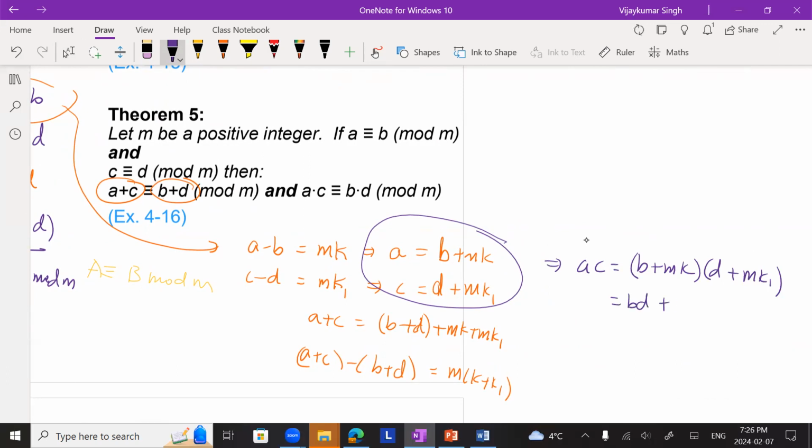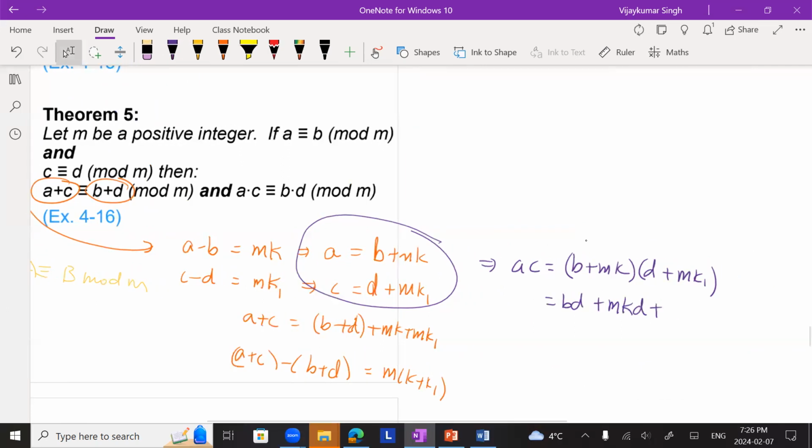BD plus MKD plus B times MK1, and the last one is M squared times K K1. Yeah? Do you agree? Now, from the second part, all of them have what in common? M is common. M times KD plus K1B plus MKK1.